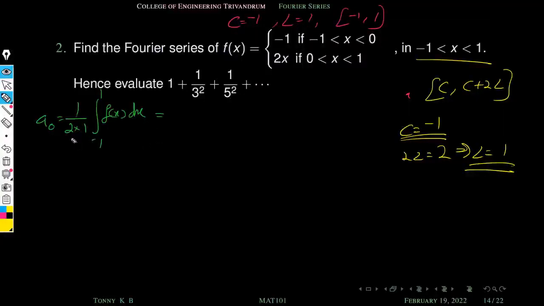So a naught equals 1 by 2L, so 2 into 1, that is 2, integral minus 1 to plus 1, f of x dx. Our function is defined as two functions. So we have to split this integral as a sum of 2.